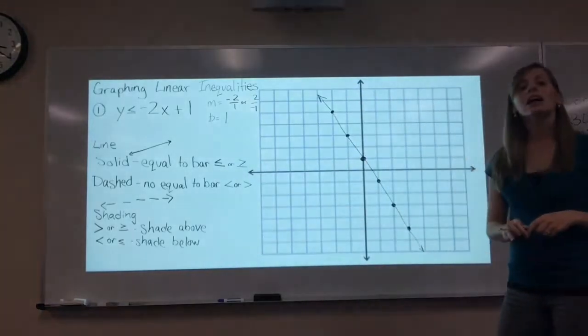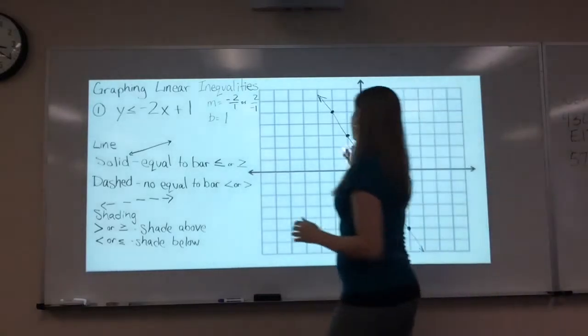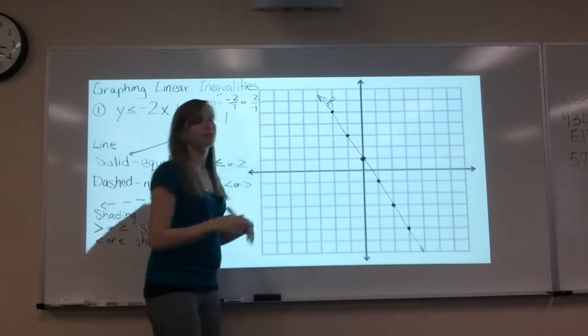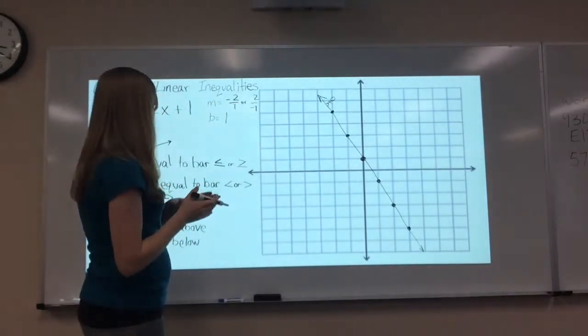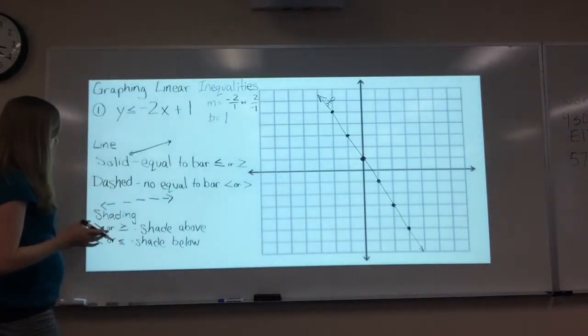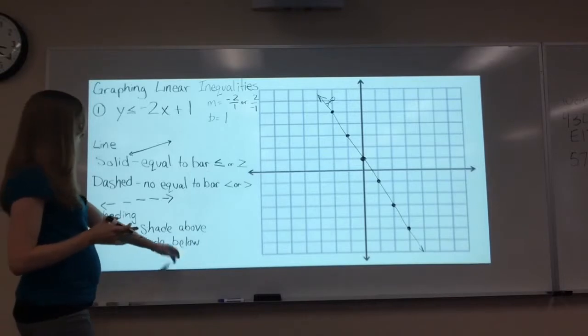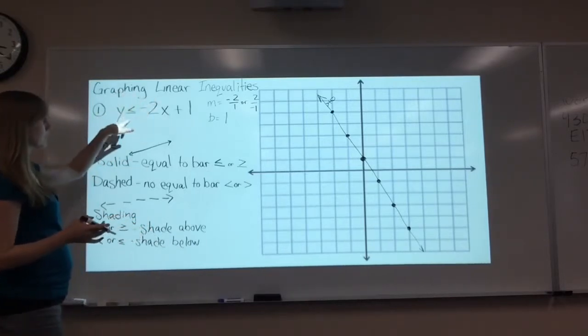Okay? Now, last step, we need to shade. I like to draw my person. Remember the person that we would draw on the lines to figure out if it was going uphill or downhill for the slope? I'm going to draw the person on my line. If it's greater than, I will shade above. If it's less than, I will shade below. This is less than. It's eating the numbers, okay?